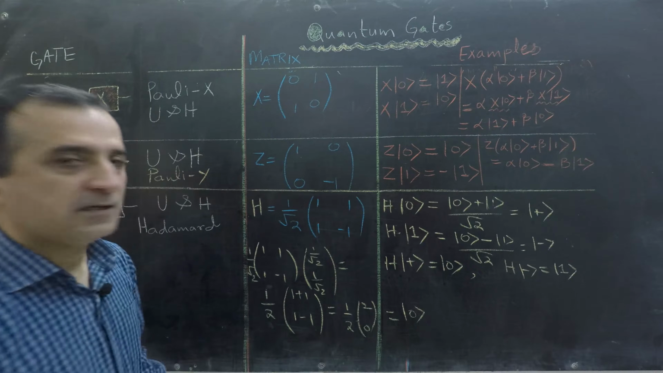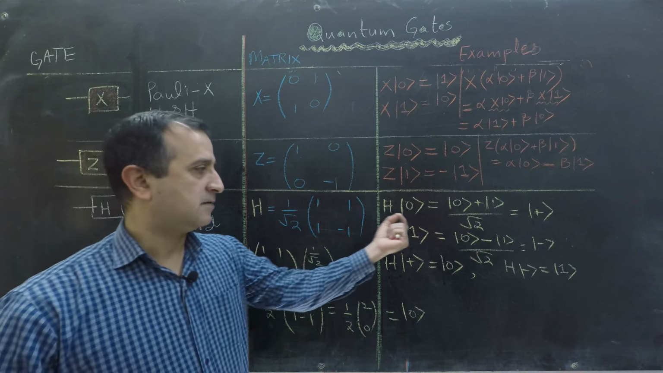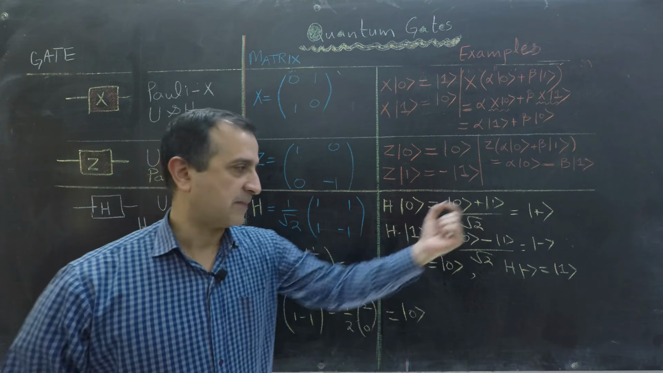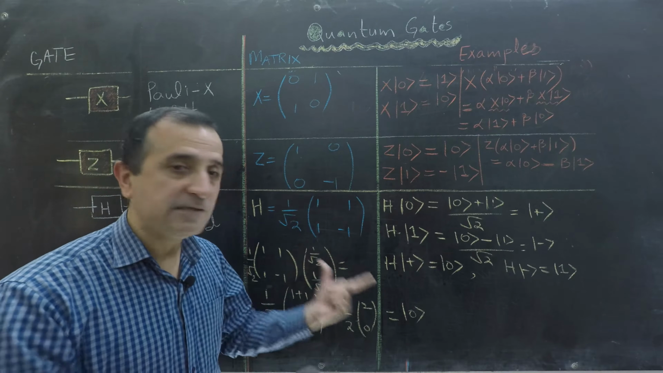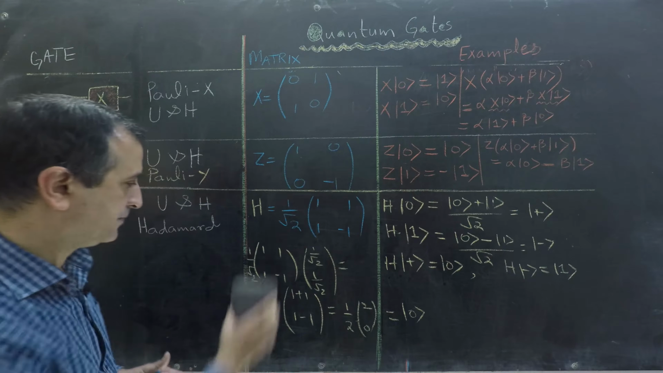So yes, this matrix works the way it's supposed to work. That means it takes a pure state and converts that pure state into a superposition. And we have multiple videos about it because this gate is used extensively in many different ways. So please watch those videos also.